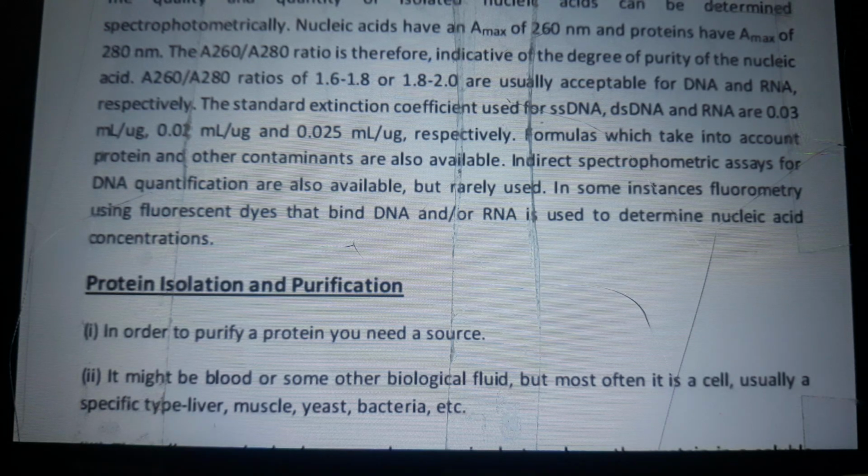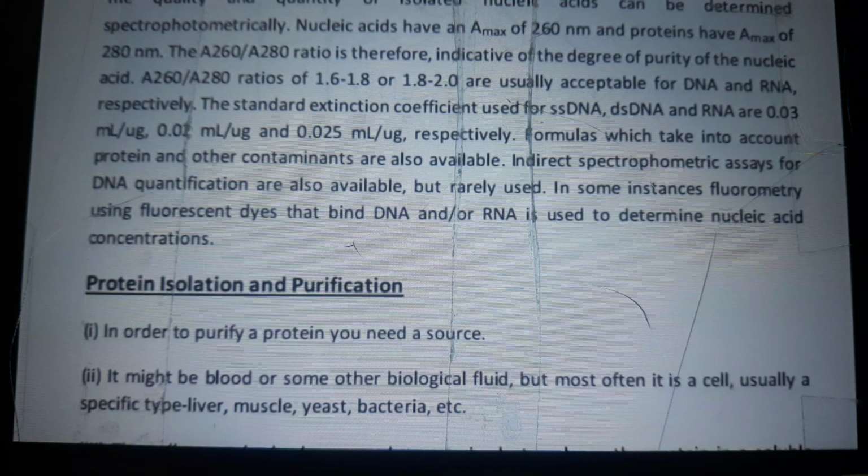A260/A280 ratios of 1.6 to 1.8 or 1.8 to 2 are usually acceptable for DNA and RNA, respectively. The standard extinction coefficients used for ssDNA, dsDNA, and RNA are 0.03 milliliters per microgram, 0.02 milliliters per microgram, and 0.025 milliliters per microgram, respectively. Formulas which take into account protein and other contaminants are also available.